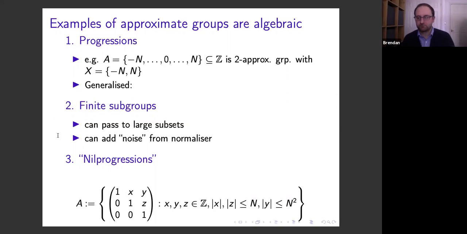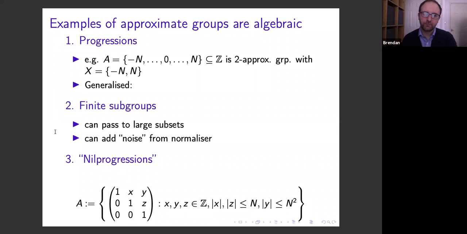Other examples that make sense in the Abelian and non-Abelian world are finite subgroups. So one approximate group is a finite subgroup. If you pass to a large subset of a finite subgroup, you preserve small tripling, so you can use one of the properties from before to get an approximate group. And you can also add a small number of elements that commute with your approximate group, or commute with the group it is contained in.